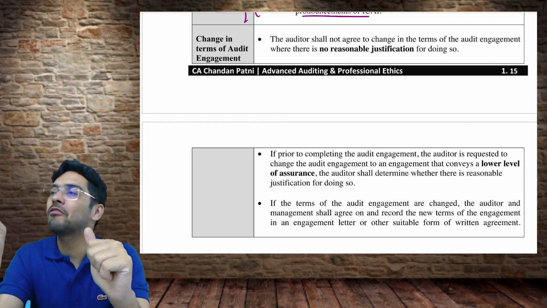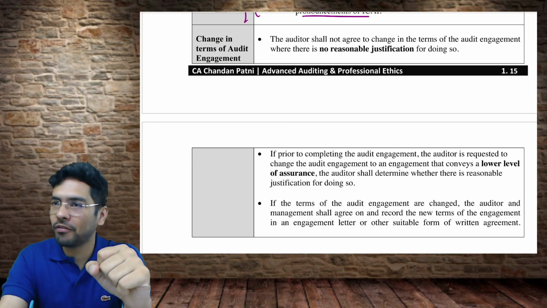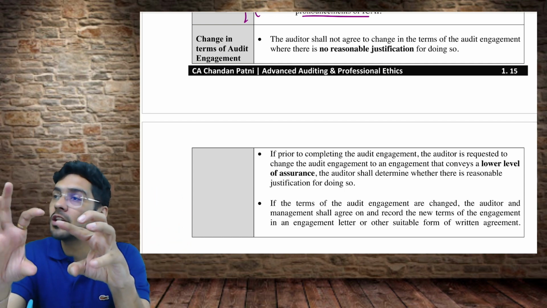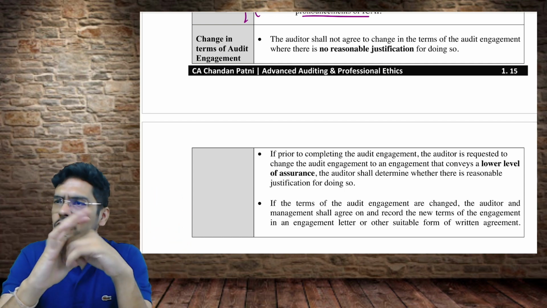See, the scope will be defined by the law. They are no one to define the scope, and if they are asking us not to do this and that, this would amount to a limitation on the scope of our audit. So we will not agree with it.